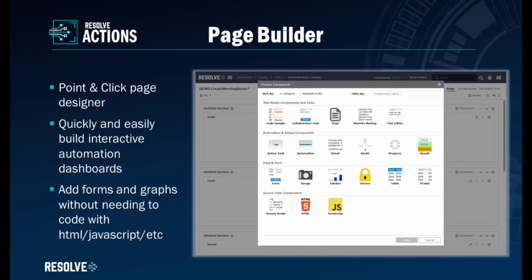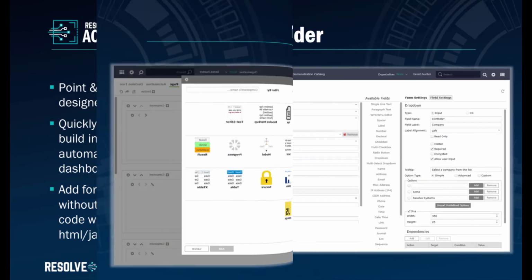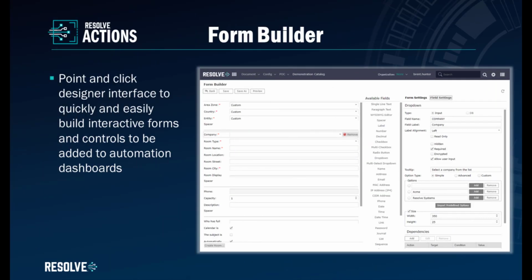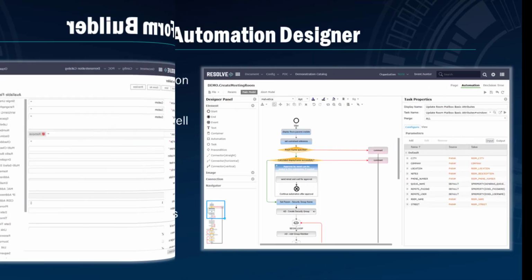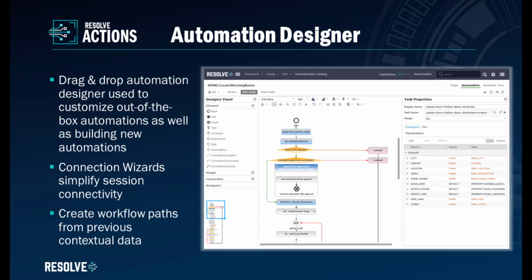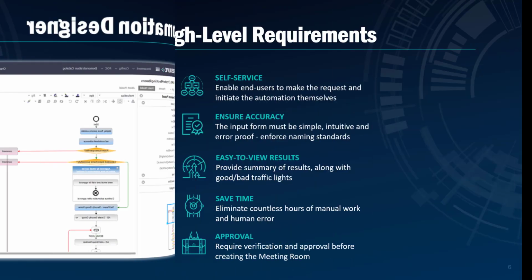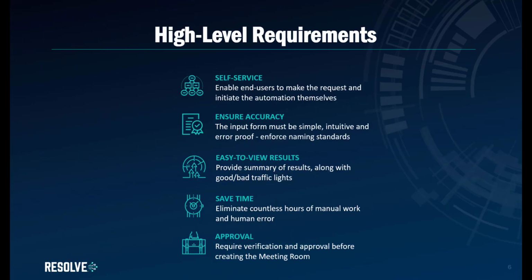So in this demonstration, we saw how you can quickly build custom pages of text and graphics and many other components using Resolve's Page Builder. We've been able to add user input forms with field pre-validation using Resolve's Form Builder. And we've also been able to create runbooks to execute automations using Resolve's drag and drop automation designer. So referring back to the original list of high-level requirements, what did we achieve?